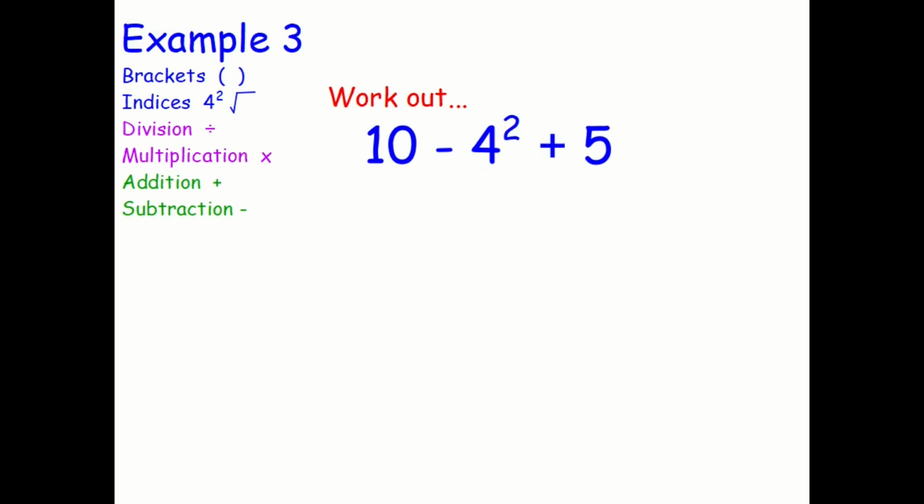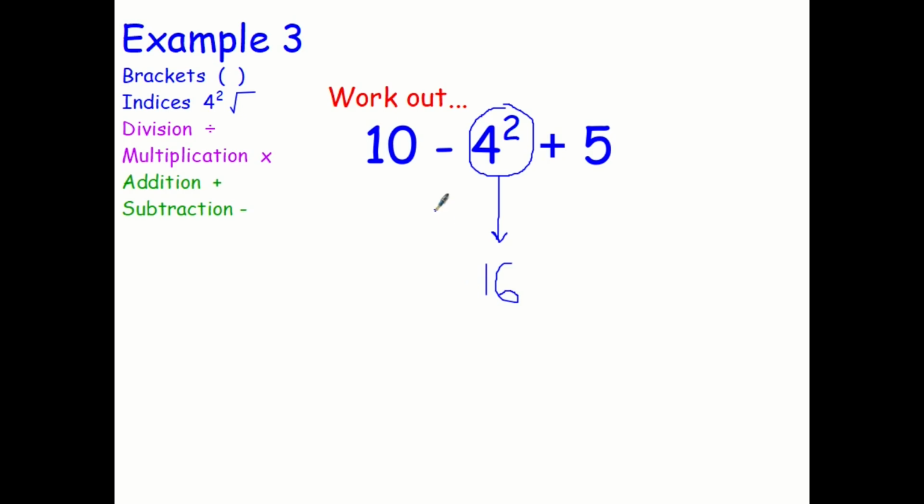Example 3. 10 take away 4 squared plus 5. So do I have any brackets? No. I do have indices in the form of 4 squared. So this is what I have to do first. I'm going to put a little ring around that, and I'm going to do that bit first. Now 4 squared, remember, is 4 times 4, not 4 times 2, which is 16.